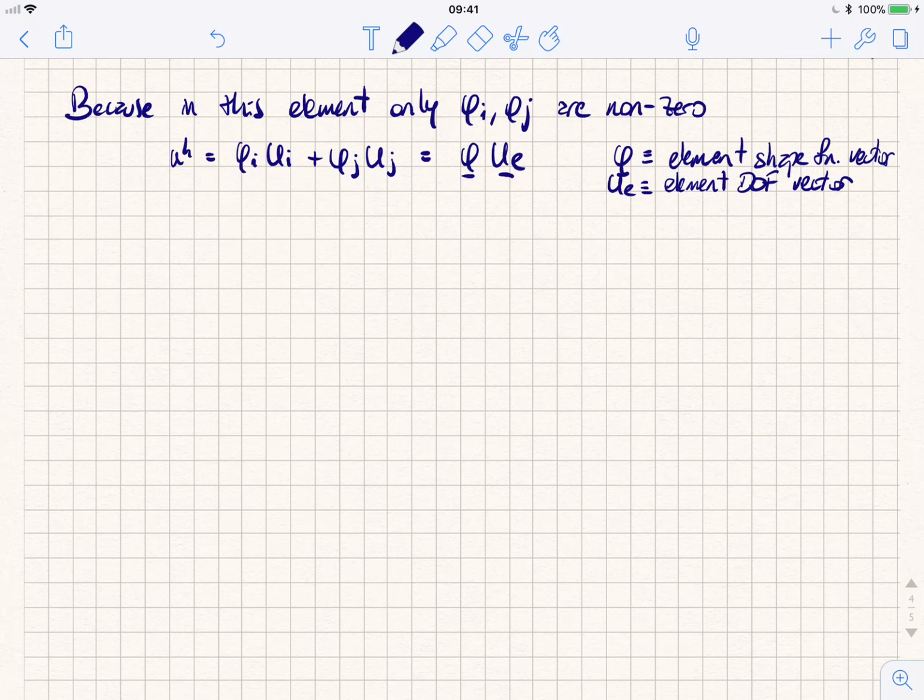Now, if we're working with the Galerkin approach, we also have to express our weight function in the same way we express our trial solution. And these you can write like this as well, just a dot product between vectors.